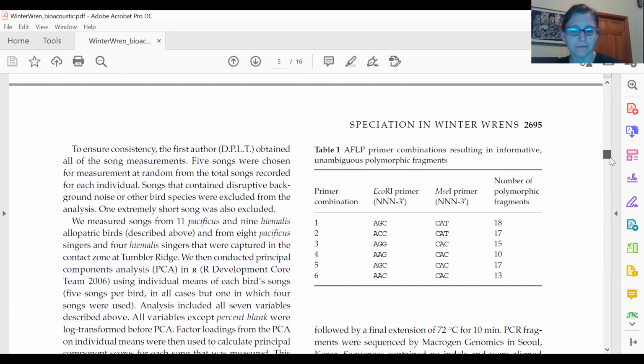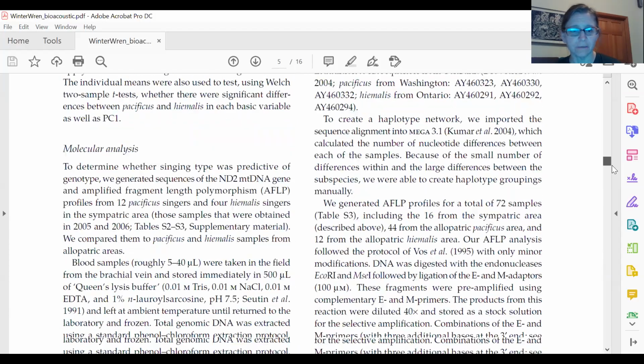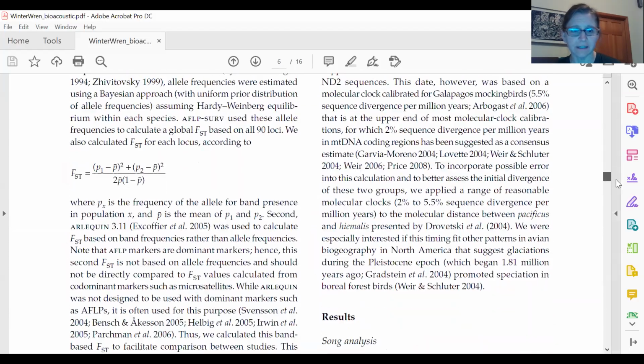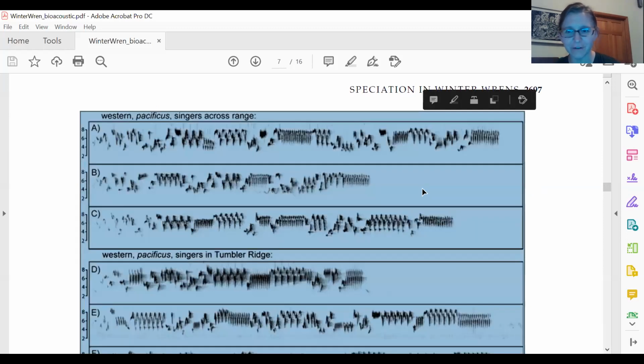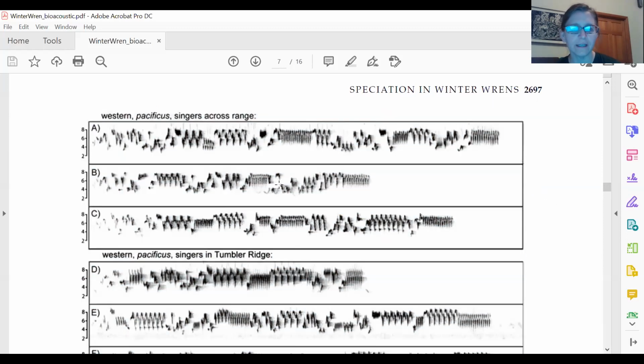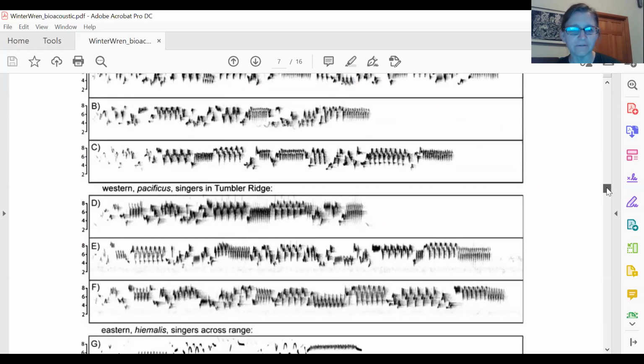So I'm just going to scroll down and show you. They're talking about the type of genetic analysis that they conducted. So they first did a song analysis. They took recordings of birds throughout these ranges and made what they call spectrograms. So this is a picture of a Pacific wren's song. Okay, and if you've ever heard that song, it's very long, it's almost ventriloquial, it's lots and lots of notes.